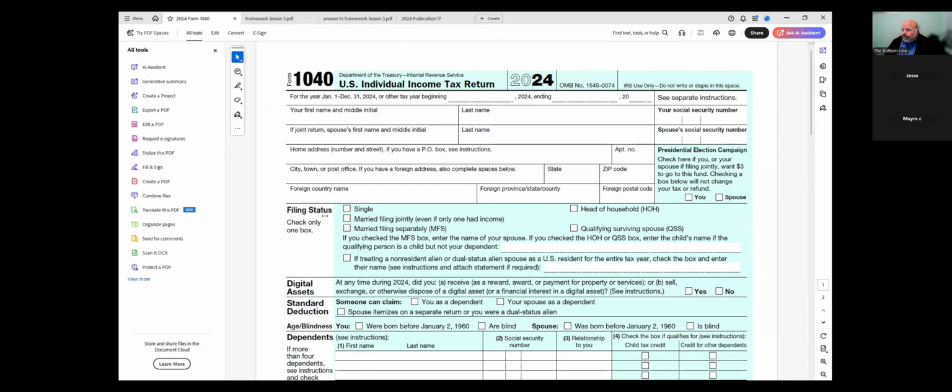So we have to check one box only. We have to figure out what his filing status is, and we decided he was single, never married. And then digital assets. Again, you have to ask your client, did you have any digital assets? It's a virtual currency, Bitcoin, those kinds of things.